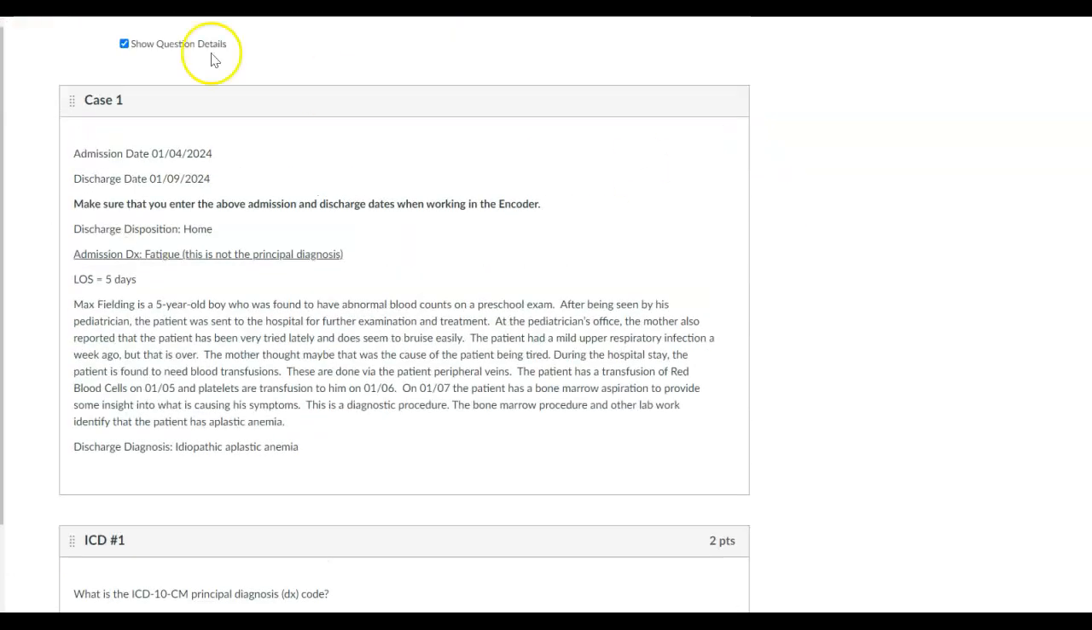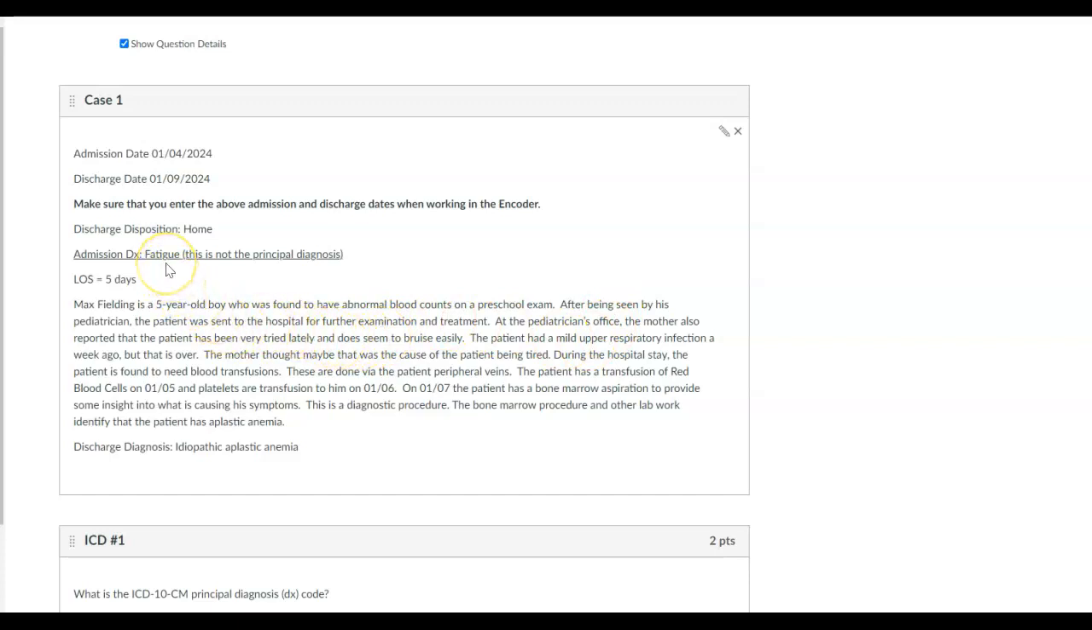So let's just start here with case number 1. We have admission date 1/4/2024 and discharge on 1/9/2024. A couple of different things we need to look at. Disposition, the patient went home. The patient is a male, 5 years old. Okay, and then they kind of come over here through the whole thing.